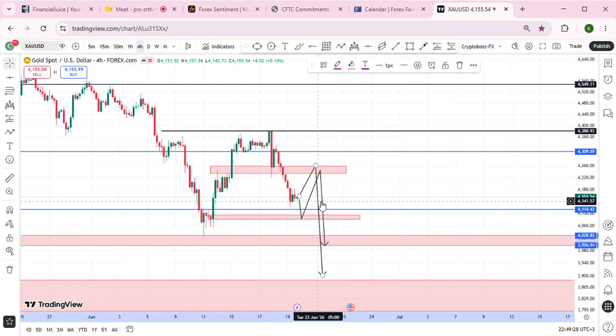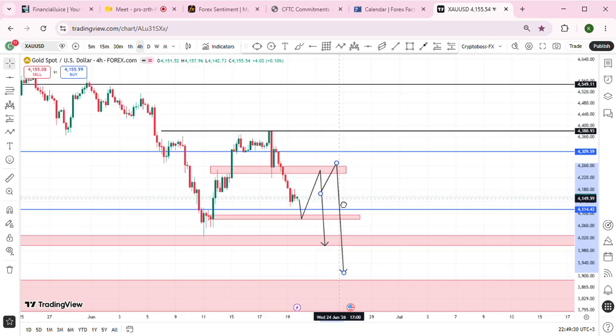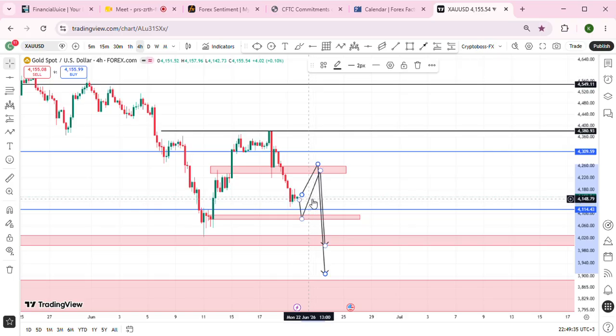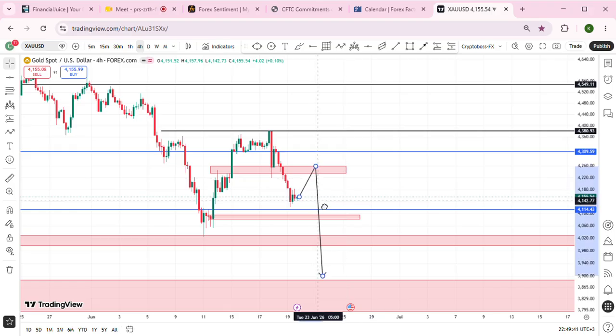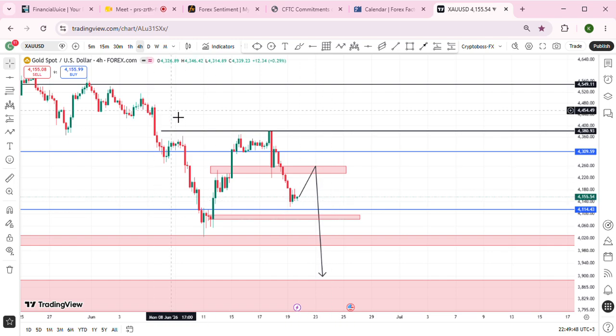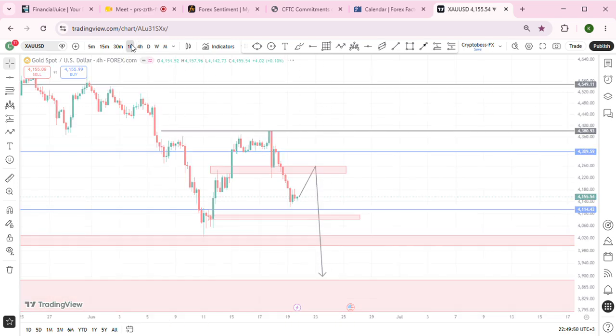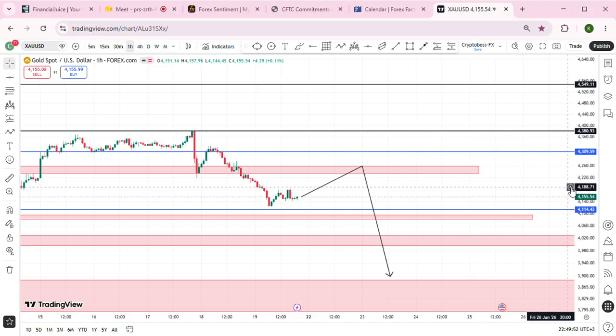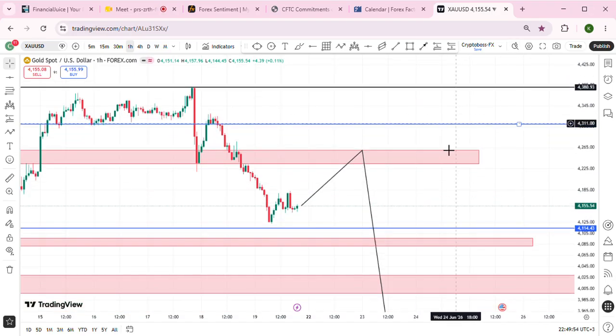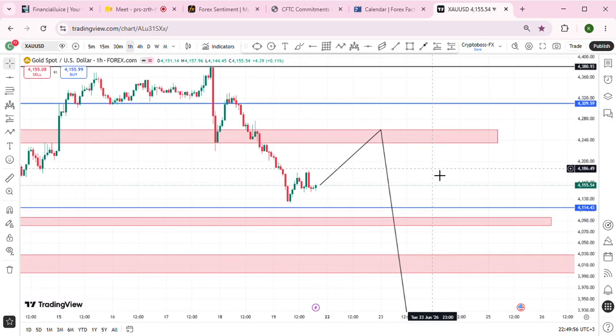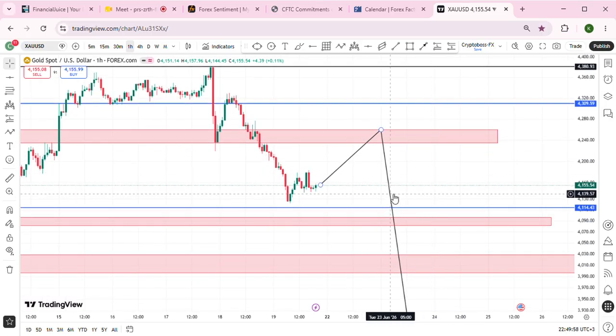remember, we are still bearish. But as for me, what I'll go with is this one, the buy to sell. But don't rush. When the market opens, be patient, because a lot of people will blow their accounts tomorrow. Be very patient with this market tomorrow, guys.